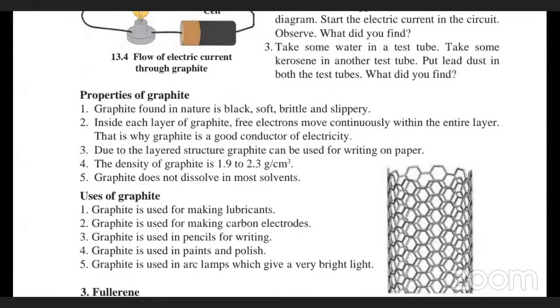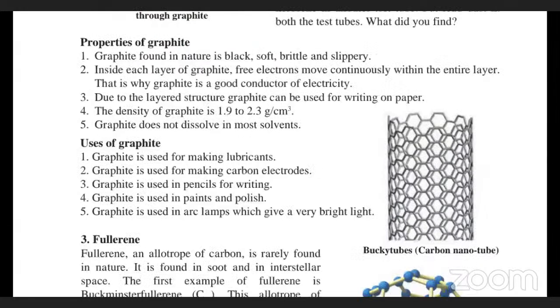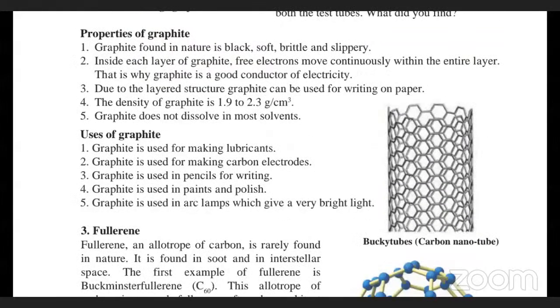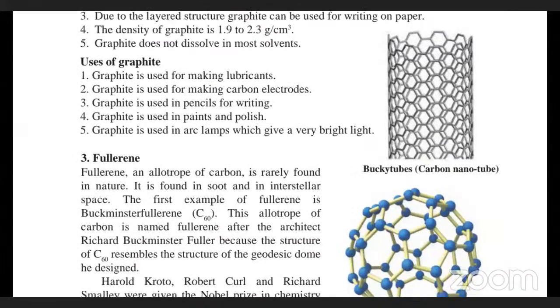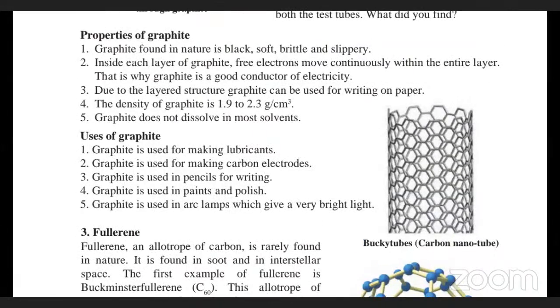Next, due to the layered structure, graphite can be used for writing on paper. So we know this property of graphite, that is why graphite is used in lead, because of the layered structure. The density is given. Graphite does not dissolve in most of the solvents. So this is insoluble in most of the solvents.